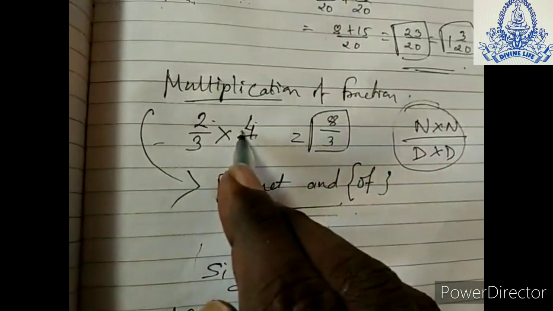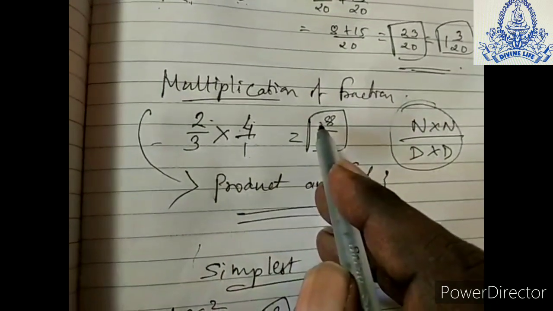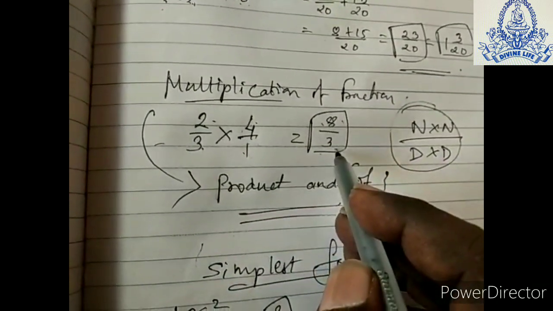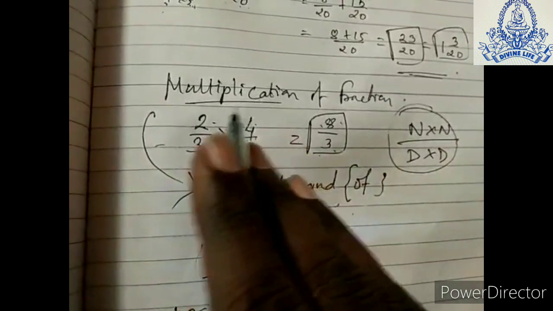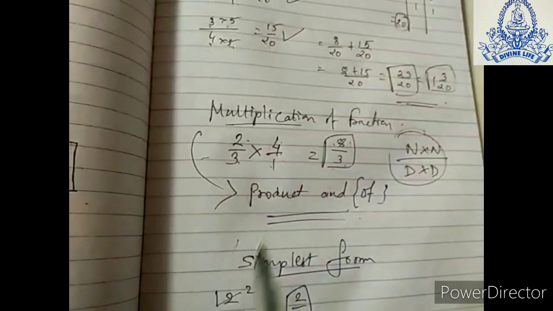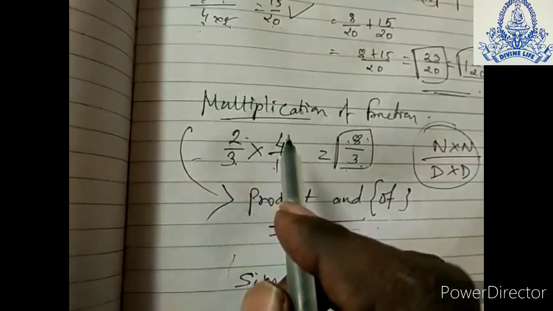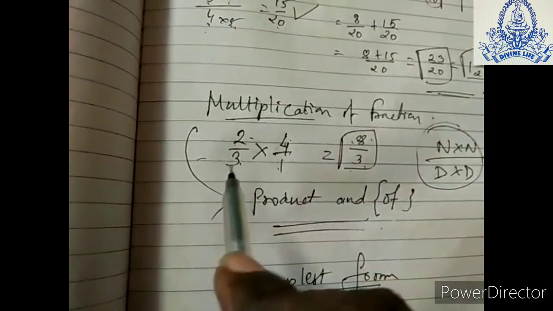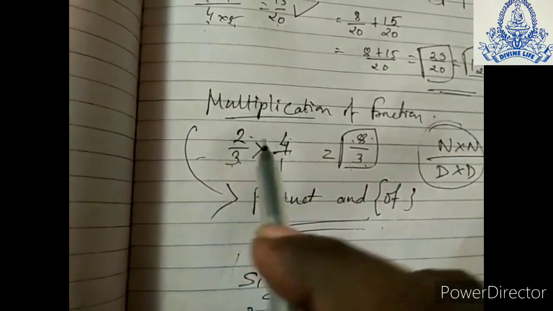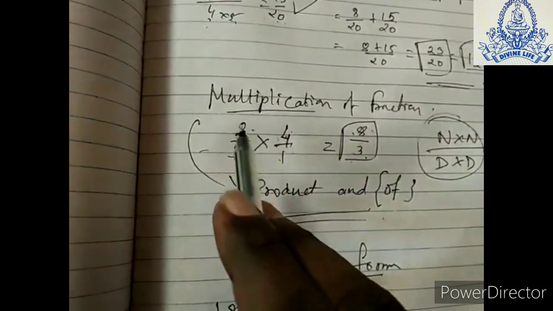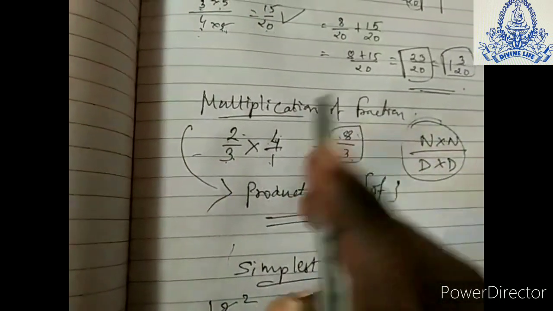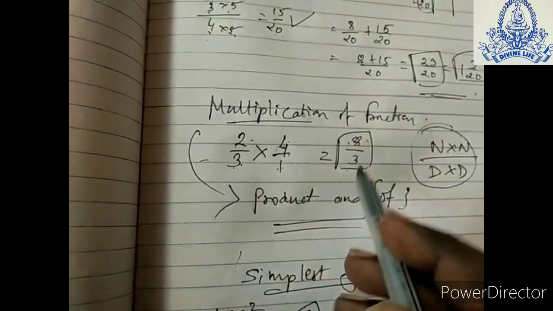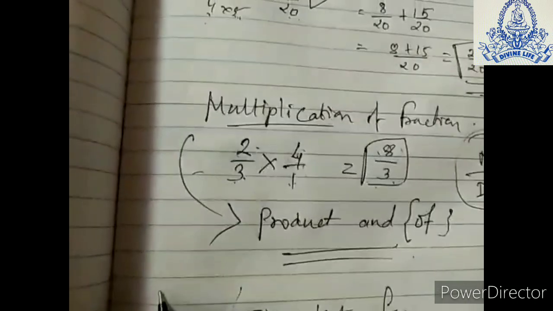See, 2 4s are 8, 3 1s are 3. So 8 upon 3 is your answer. Any number we can get, you have to multiply numerator with numerator and denominator with denominator. No cross multiplication system will be there. So you can get it directly in this form. 2 4s are 8, 3 1s are 3. So 8 upon 3 is your multiplication answer.